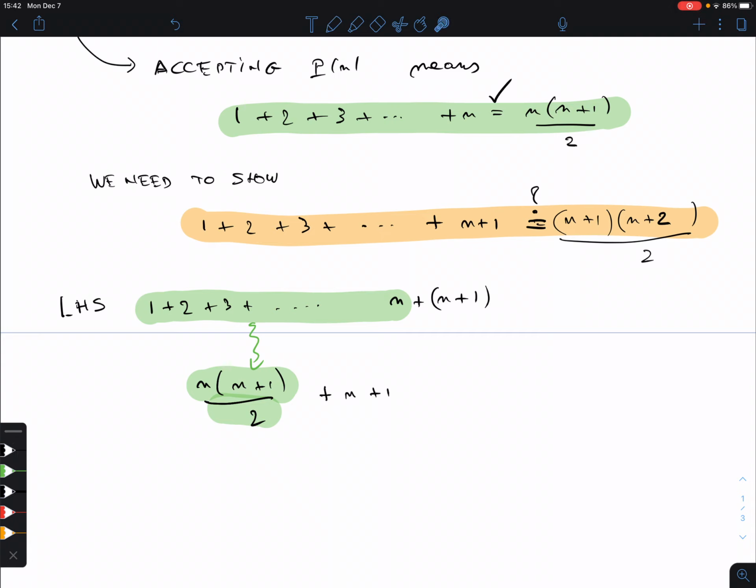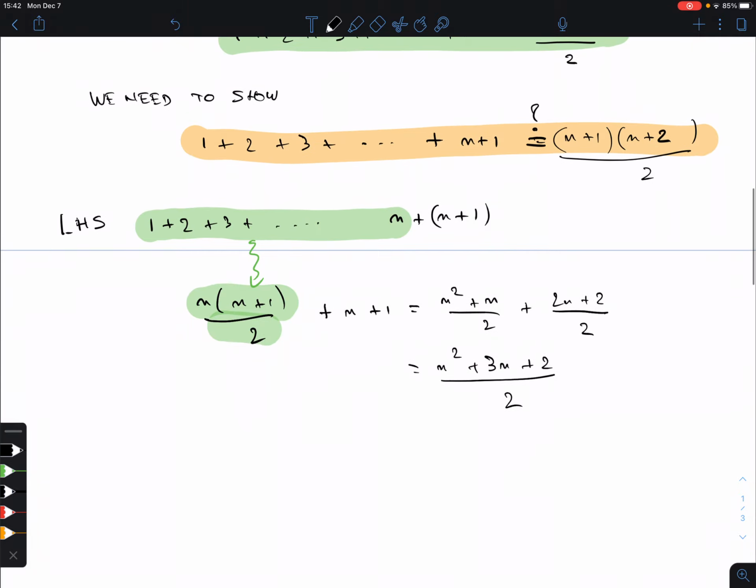Now, where are we going? We're trying to get the right-hand side, and for one thing, this is on one denominator, and this is not. So let's start with putting this on a common denominator. That would be n times n plus 1, which is n squared plus n over 2, plus 2n plus 2 over 2. You agree with me? So that is n squared plus 3n plus 2 over 2. That's just basic algebra. Okay, that's the left-hand side. I'm not going to do more with it now.